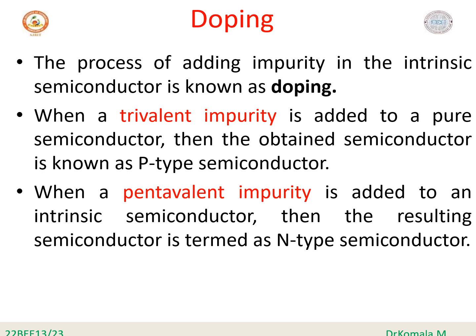So, whenever we add a trivalent impurity to the pure semiconductor material, the obtained semiconductor is what we call a P type semiconductor. Whereas, whenever we add a pentavalent impurity to an intrinsic semiconductor, the resulting semiconductor is termed an N type semiconductor.